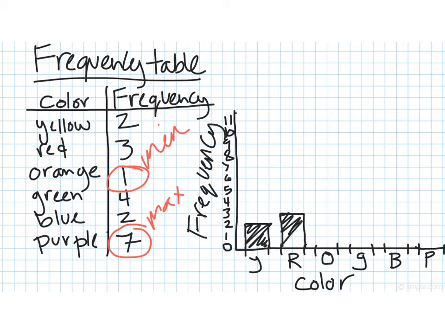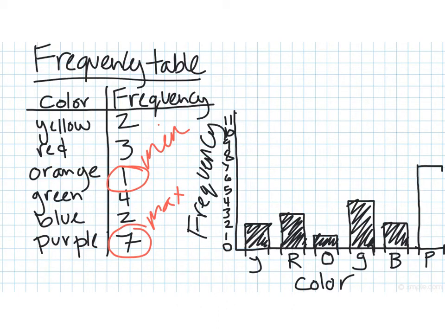Notice that I've left a space in between. This is one of the only ways to visually tell the difference between a histogram and a bar graph. For orange, I'm only up to 1. For green, I go up to 4, leaving that space in between every time. If I didn't leave a space, this would be a histogram. And then 2 for the blue, and all the way up to 7 for the purple, because 5-year-old girls are really into purple, or at least my daughter's friends are.